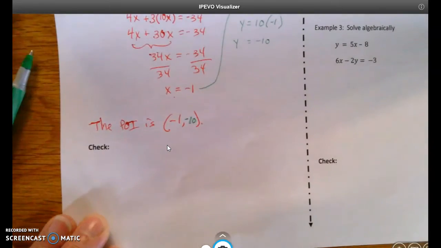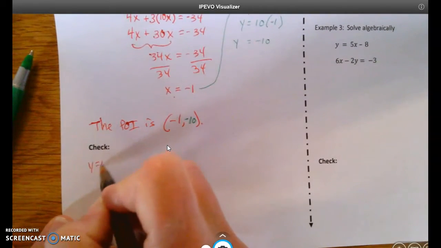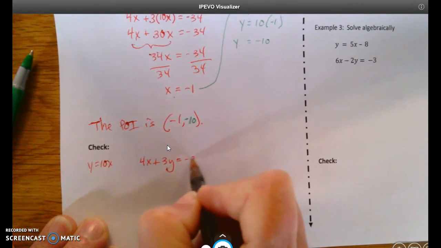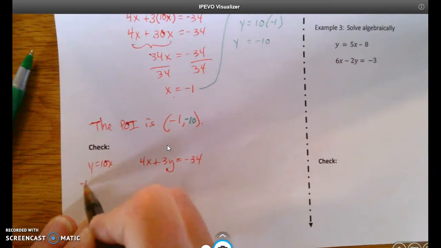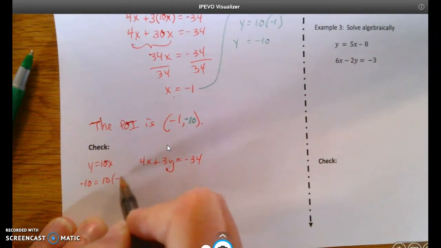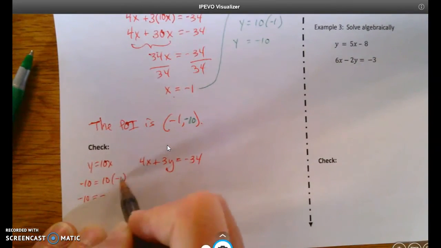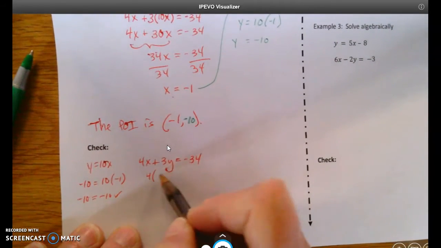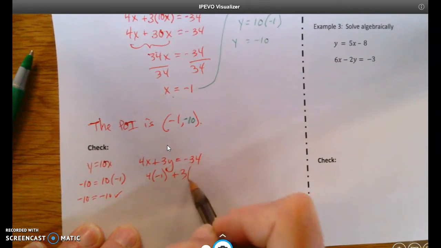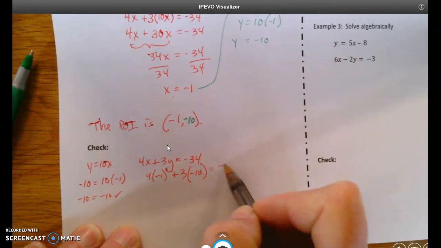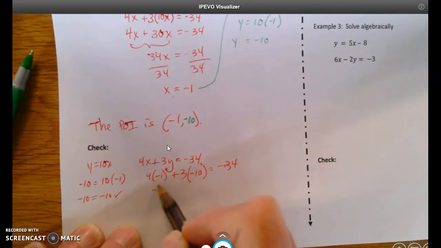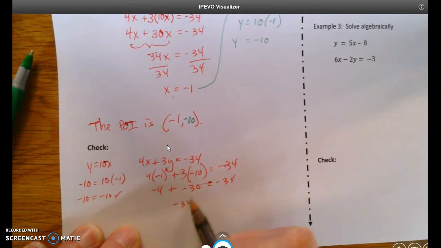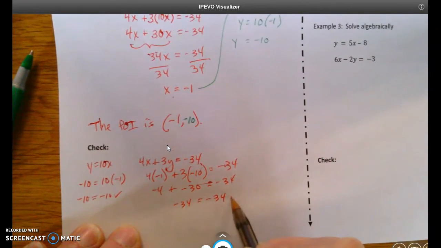And then, of course, we have to check. So once again, checking is just like it's been. You write both original equations. You sub in, my y value is -10, my x value is -1. Of course, -10 equals 10 times -1. And this one takes a little more time because we have to make sure we're multiplying 4 times x, and we're multiplying 4 times y. So this is -4, this is -30, and yes, -34 equals -34.